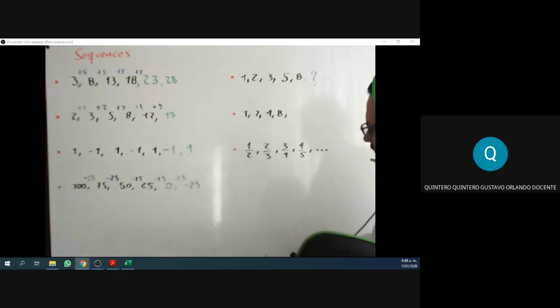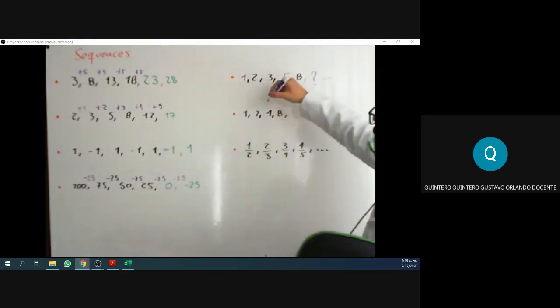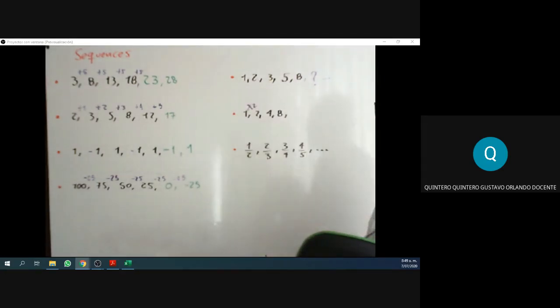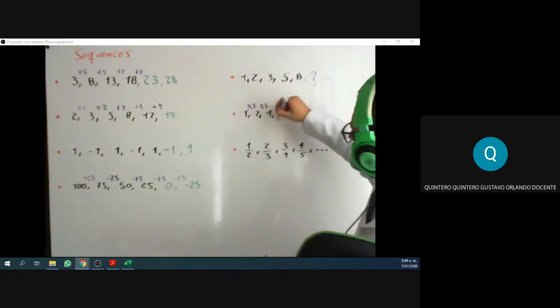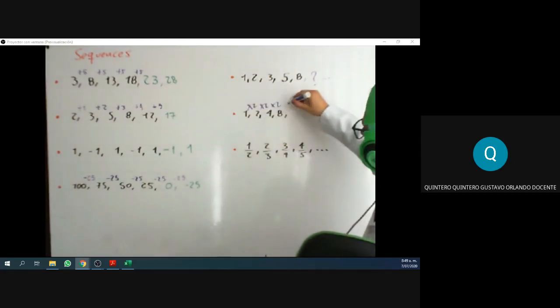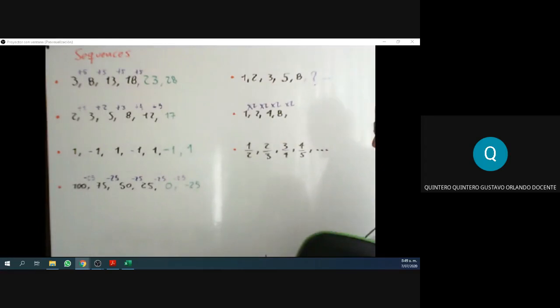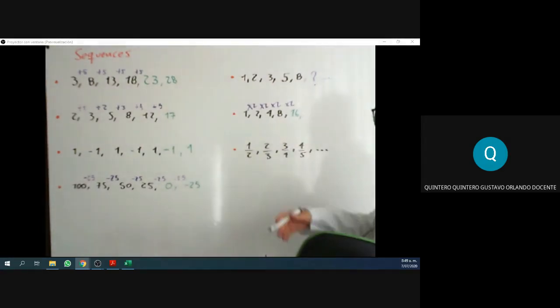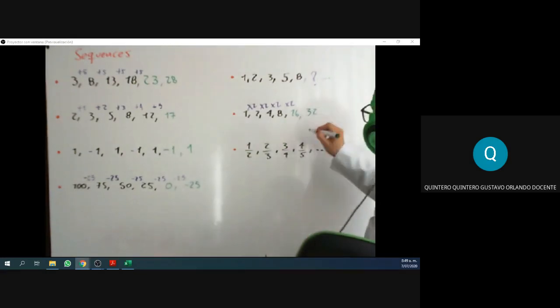All right. The connection here is pretty simple. All I have to do is multiply times 2. 1 times 2 is 2. 2 times 2 is 4. 4 times 2 is 8. So 8 times 2 will be the next number, 16. And if I do it again, I will have 32. And so on.